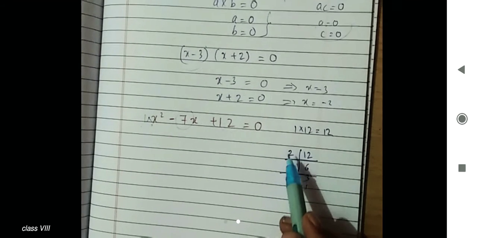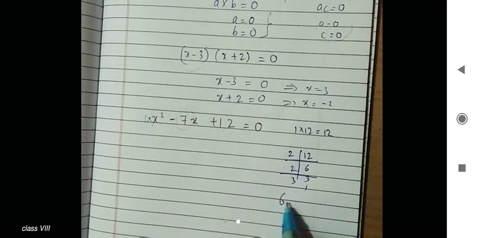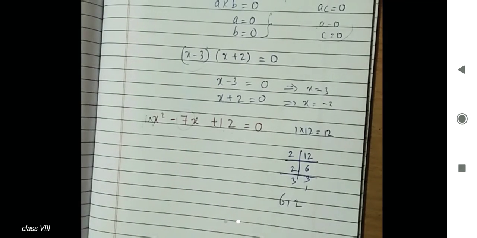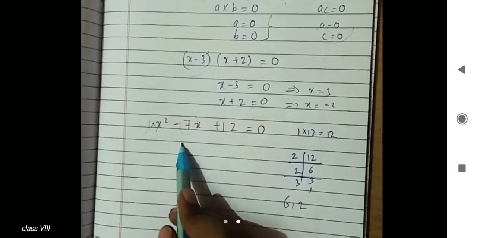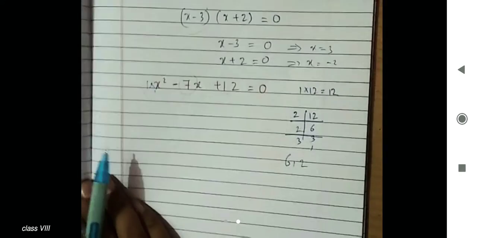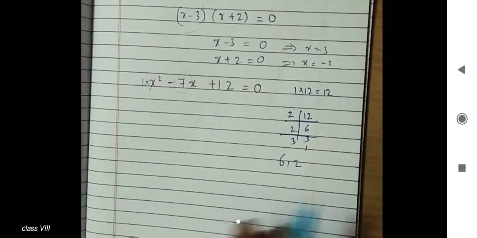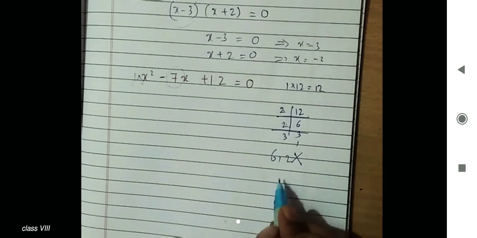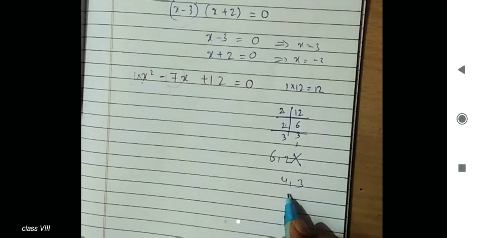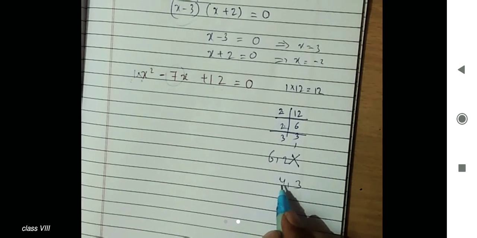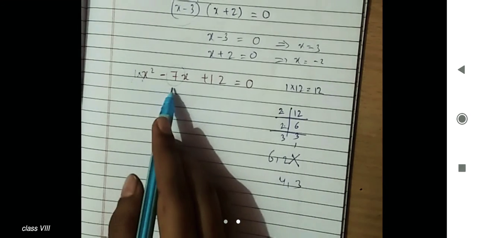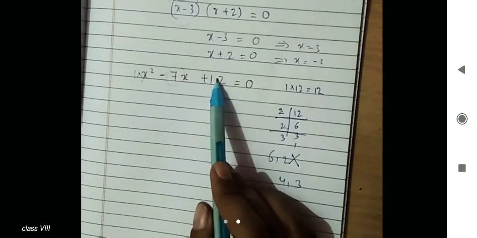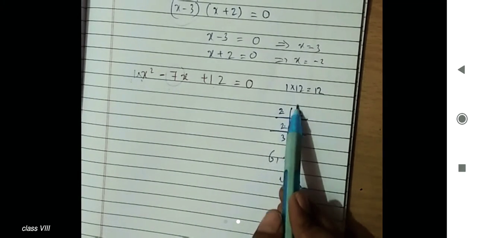So here, how will I do it? Take 6 and 2. Are 6 and 2 giving me 7? No. I cannot play with 6 and 2 to get 7, because 6 minus 2 will give you 4 and 6 plus 2 will give you 8. So I will not choose these numbers. Can we choose 4 and 3? Yes, I can choose 4 and 3. Why? Because 4 plus 3 will give you 7. What you have to do first is multiply the coefficient by the constant, then you will get a number, then you will factorize it.